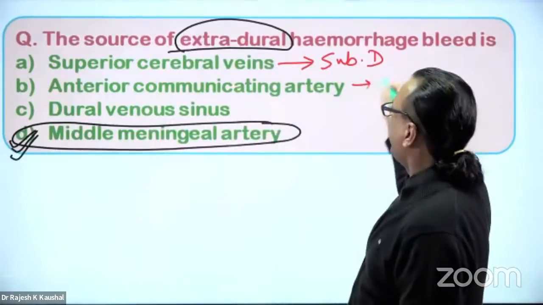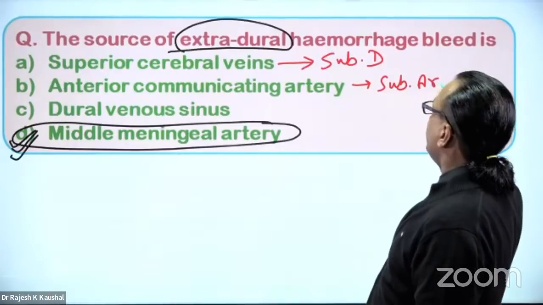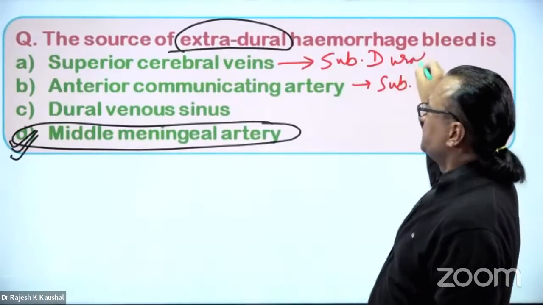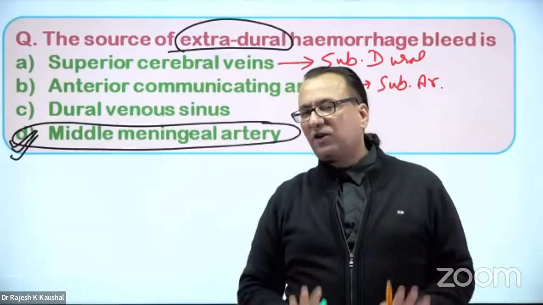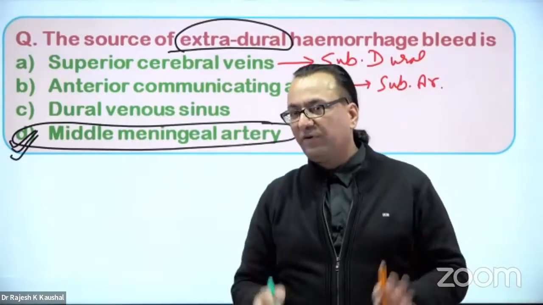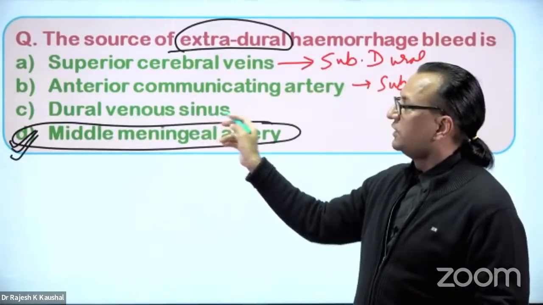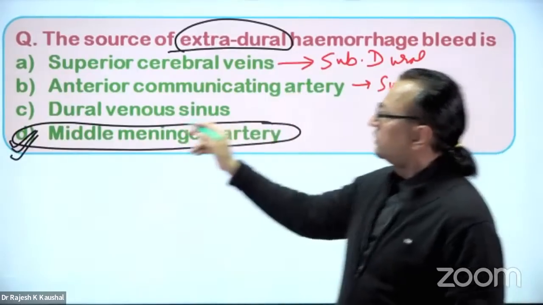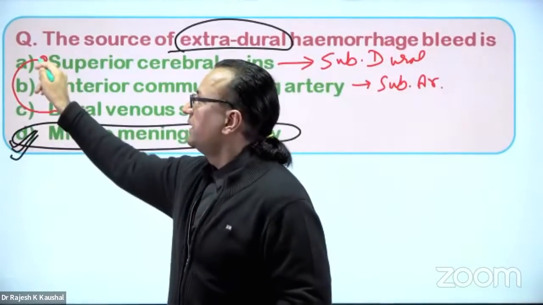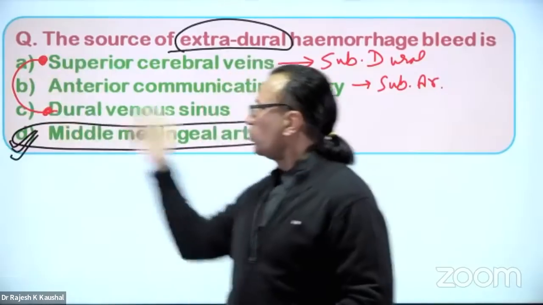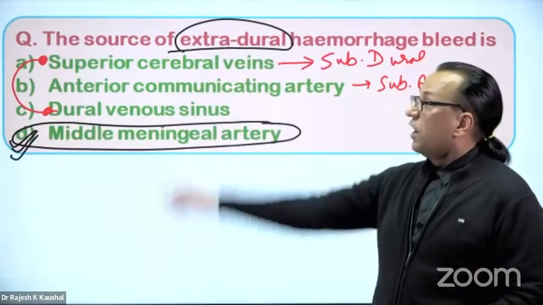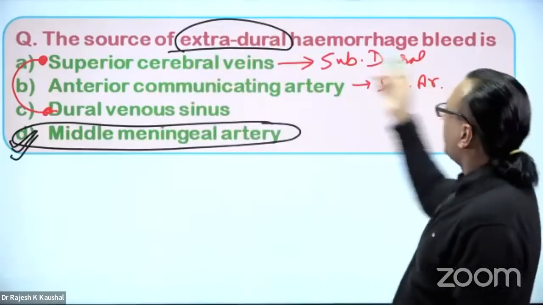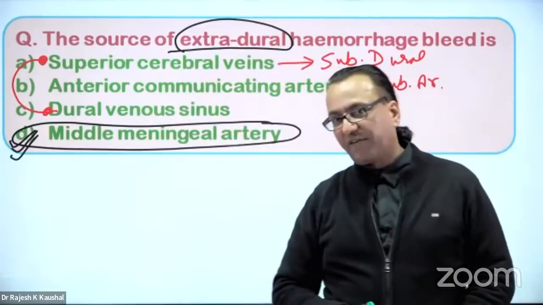Subarachnoid hemorrhage. And what about the dural venous sinus? Normally they don't bleed until there is a lot of damage. But anyway, the dural venous sinus is connected with the superior cerebral veins. Basically, the superior cerebral veins drain into the dural venous sinus, so you can correlate the two. The only possible answer, as you already have given, is middle meningeal artery, anti-division.